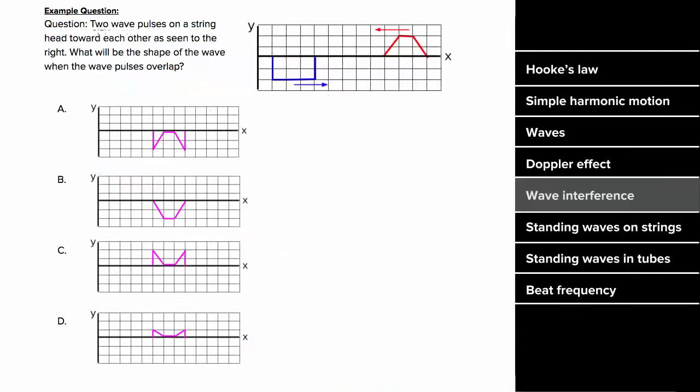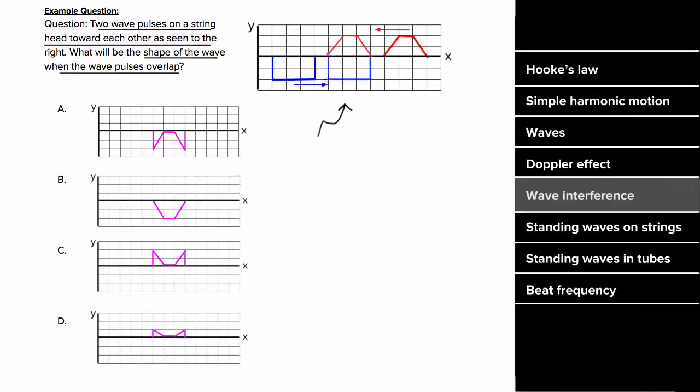Let's say two wave pulses on a string head toward each other as seen in this diagram to the right, and we want to know what would be the shape of the wave when the wave pulses overlap. So to find the total wave, we'll add up the values of each individual wave. The blue wave is going to move to the right, and the red wave is going to move to the left, and we'll add up the individual values.